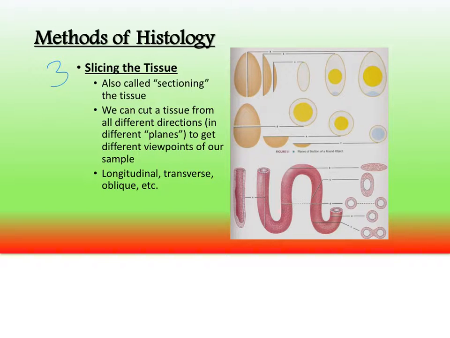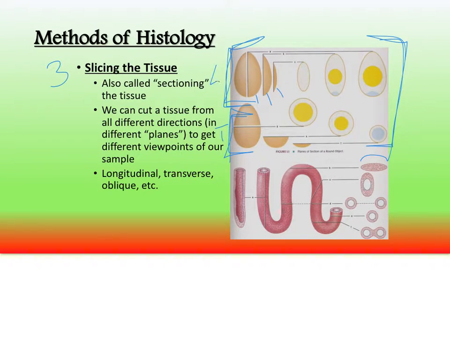So this top part of this picture is kind of weird. It's just showing you different types of cuts you could do using an egg as an example, because that's a structure we're all familiar with. So this top part of the picture would be showing you a longitudinal cut through the egg, and that could happen at all different layers like it's showing you here, and each one would give us a different view.